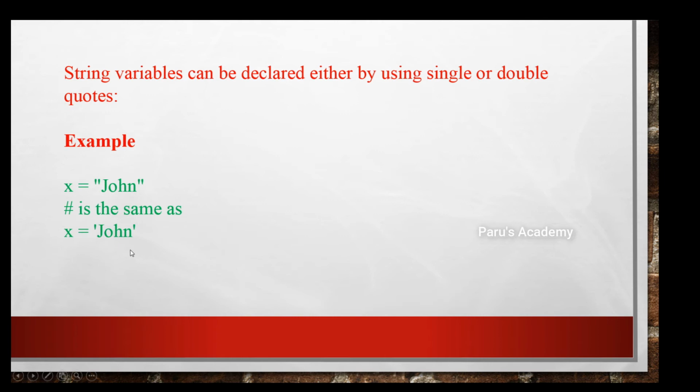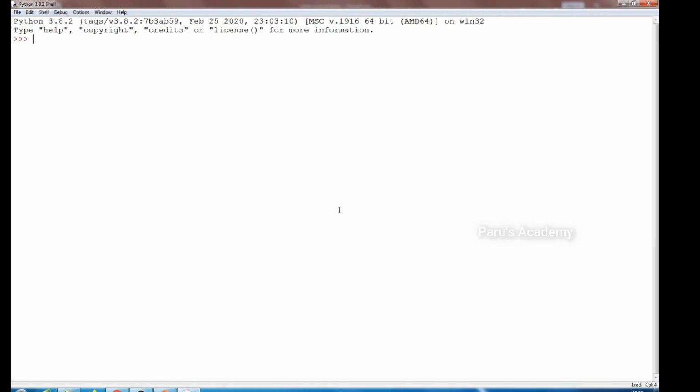Come, let's learn some examples of these variables in the Python IDLE shell. For example, I am going to give x is equal to 5. Now I am going to print x. See here, x equal to 5, print x. Automatically the value stored inside x is printed here. This is a simple variable declaration. Now let's see using a string variable. y is equal to, within double quotes, "Paru's Academy". Now I am going to print y.